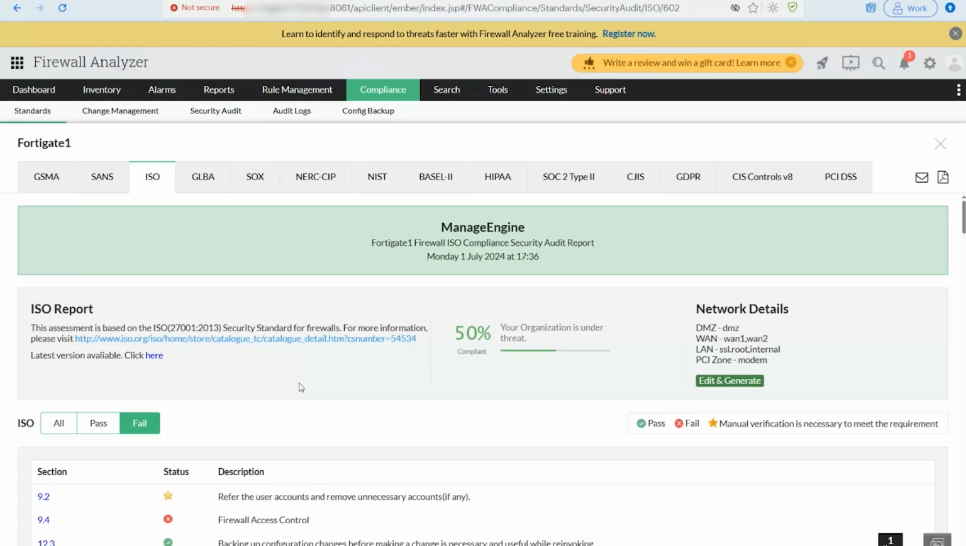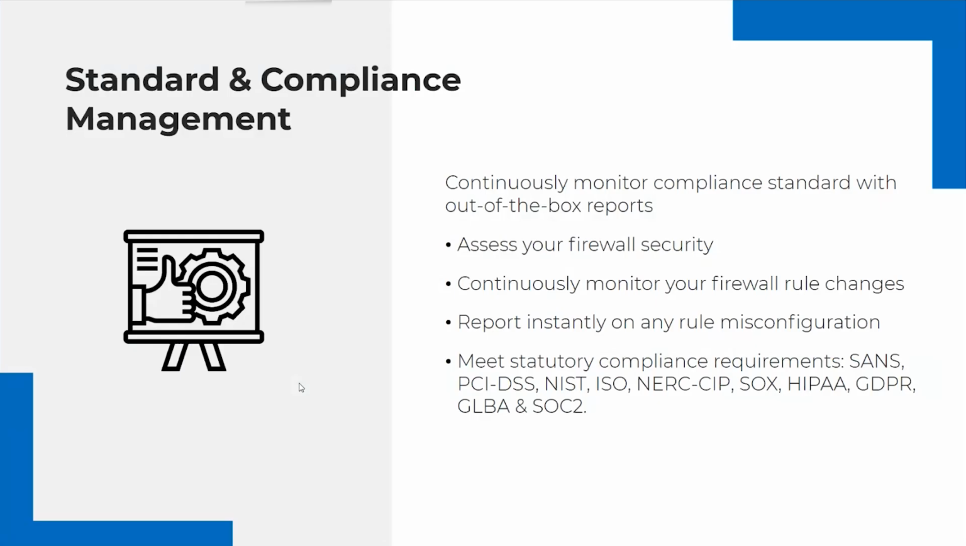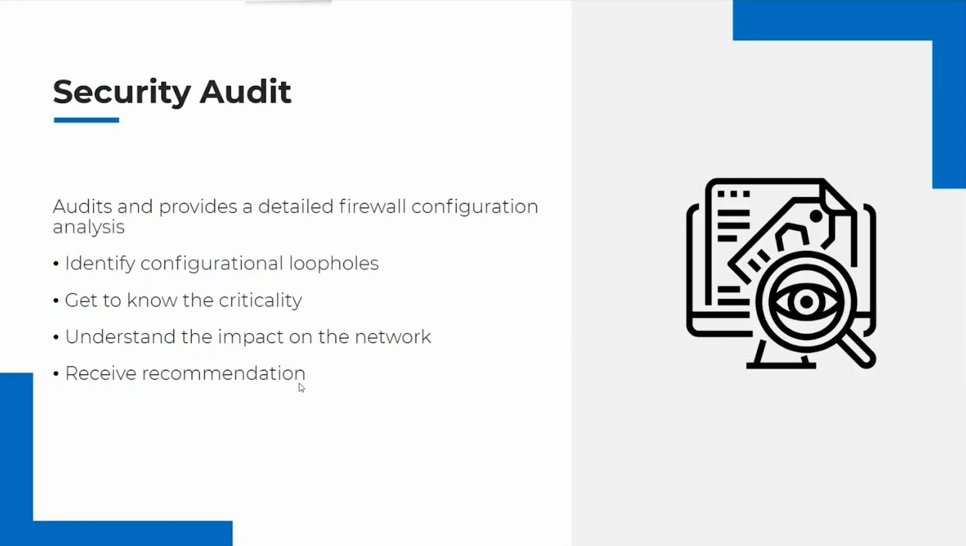So now, going back to the presentation. Now let's look at the security audit report. Firewall Analyzer's security audit report helps identify configuration loopholes in your firewalls, listing events based on criticality, either critical, high, low, or just information. It will provide detailed findings, the impact on the network, and also suggest recommendations to prevent security incidents.